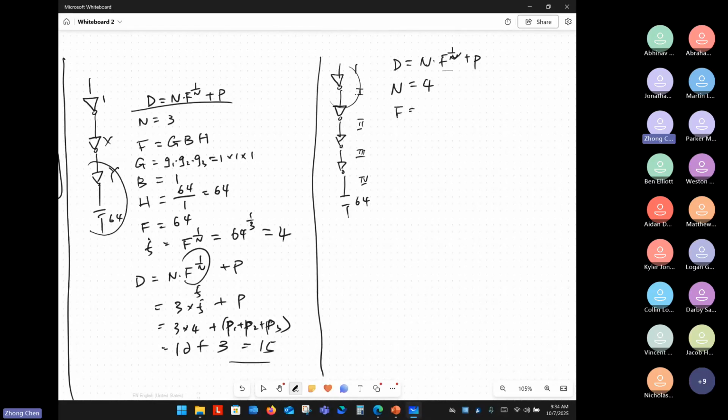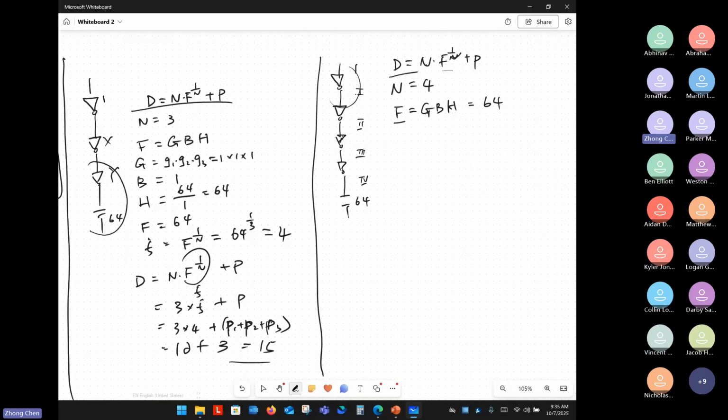Capital F is equal to capital GBH. If you do a quick calculation, you will find this capital F for this particular case is still equal to 64, because the G values are still 1, 1, and 1, so capital G is still equal to 1. Capital B is equal to 1, so there's no branching effort here. And capital H is equal to 64 divided by 1. So that is the capital F.